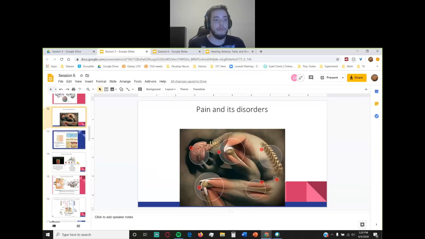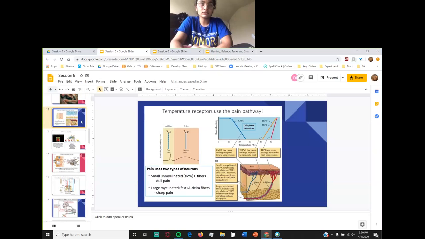Okay, let's talk about pain. There's two different types of neurons that transduce pain. You have neurons that are called A delta fibers and neurons with C fibers. The difference between these two is that one of them is myelinated and the other one is not.